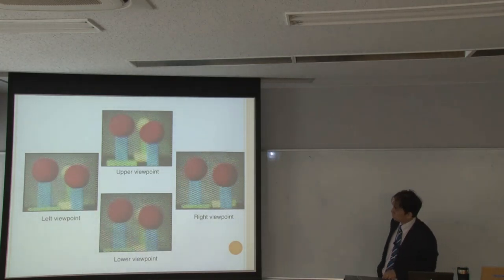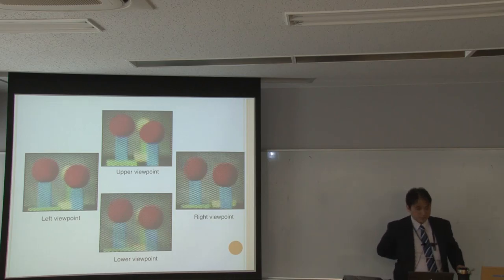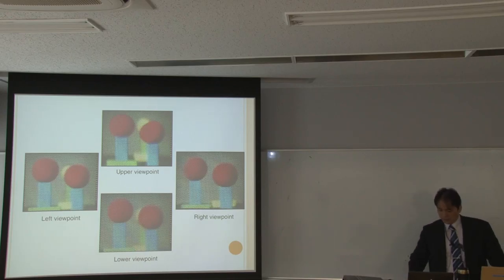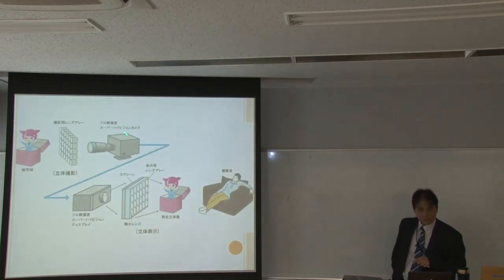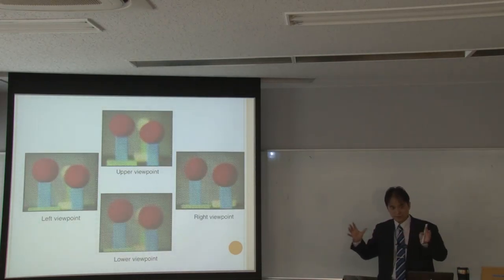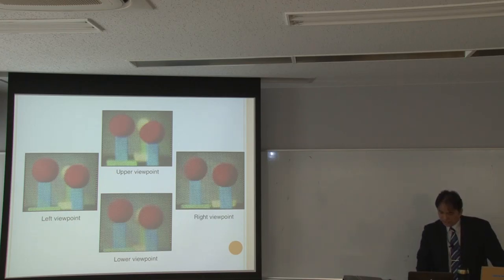Okay, this is an example of an image from the upper viewpoint, from the lower viewpoint, right viewpoint, and left viewpoint. As you can see, the resolution is not so high, about 200 by 200. The image is very high resolution, 8K, but using the lens array, the resolution is reduced, so about 200 by 200.